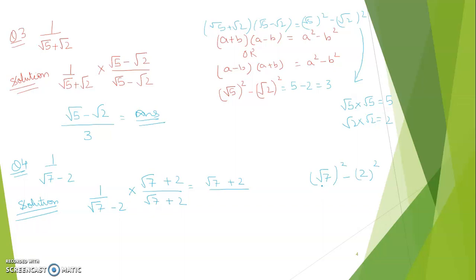So what is the value of root 7 whole square? 7. Right? What's the value of 2 square? 4. 2 square everybody knows. 2 into 2 is 4. Students, you should know this. 7 minus 4 is equal to 3. So here it will become 3. So this is your answer. I hope, students, you have followed the concept. Okay, in this way you will complete all the questions.